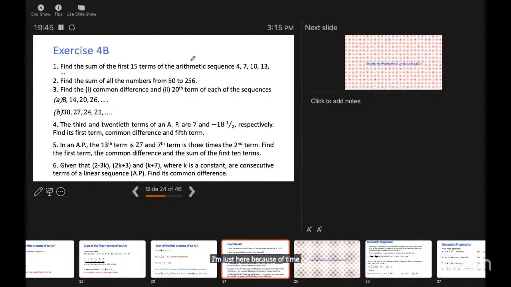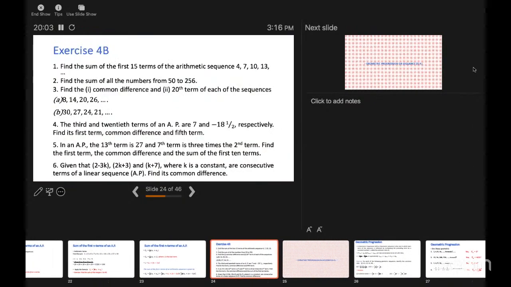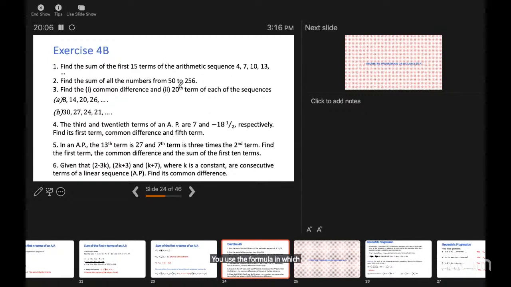Find the sum of the first 15 terms of the arithmetic sequence 4, 7, 10, 13. So what are we going to do here? We get the common difference. We don't have our last term. We use the formula in which we don't have the last term. That's n over 2 into (2a plus (n minus 1)d).